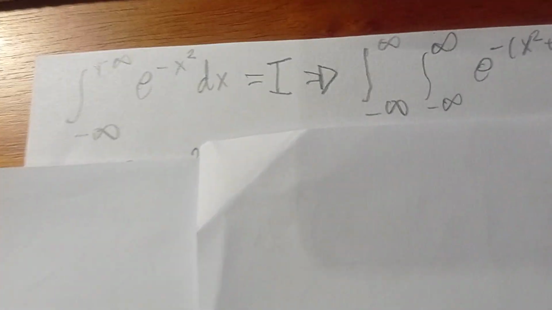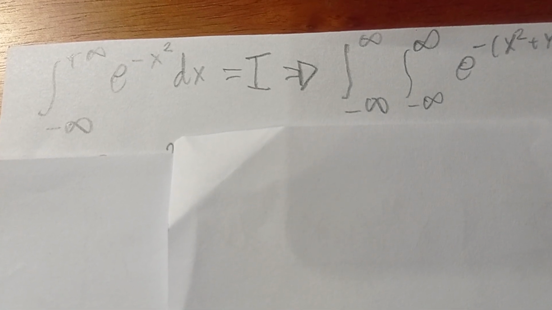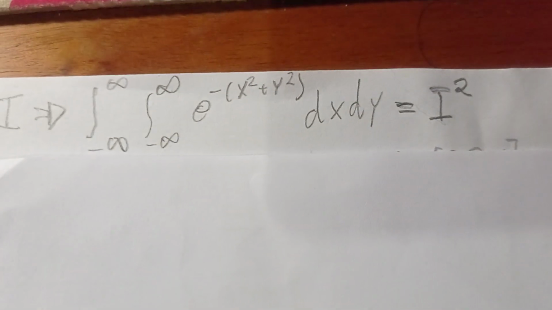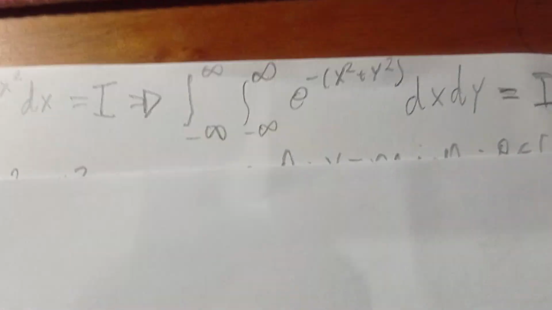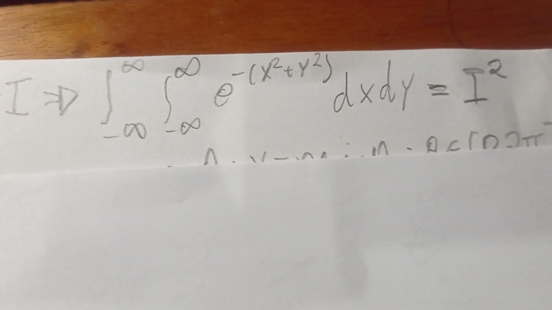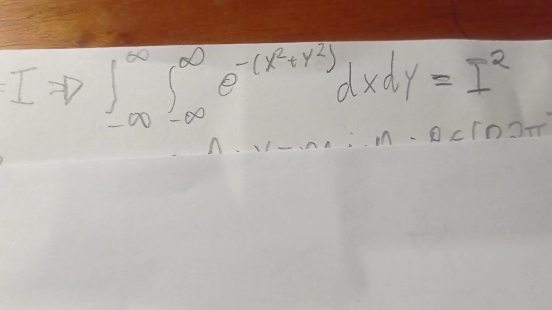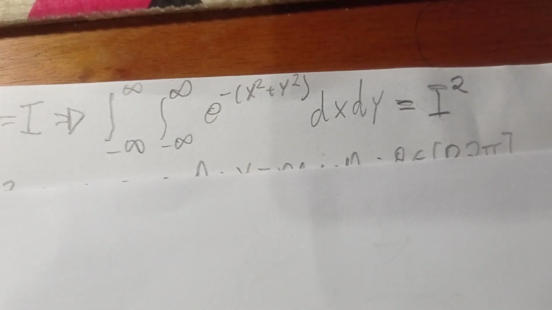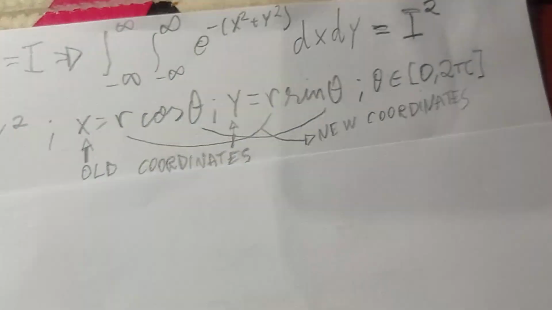So originally we have the Gaussian integral, the exponential of minus x squared dx from minus infinity to infinity. And to square this, we're gonna integrate from minus infinity to plus infinity in x and y of the exponential of minus x squared plus y squared. And there is a big difference here. We're gonna do things in polar coordinates.